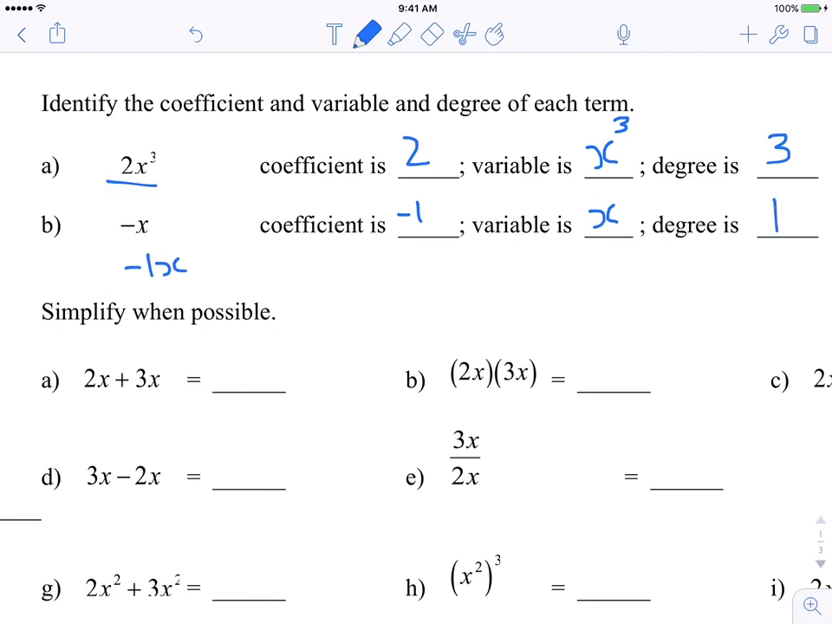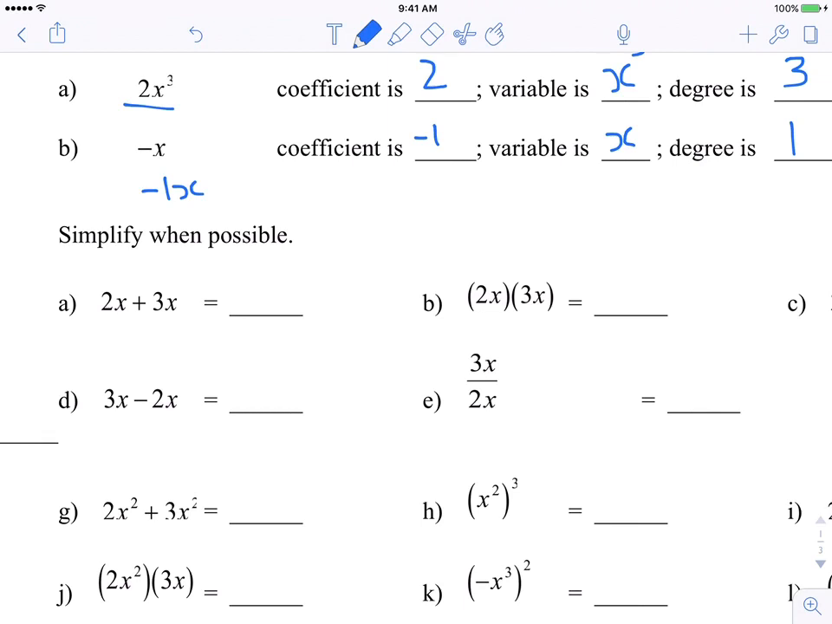Okay, moving right along. Simplify when possible. These are like terms, 2x plus 3x. Like terms will have the same variable and its exponent. In this case, we have x and x. We have 2 x's and 3 more x's. Altogether, we have 5 x's.